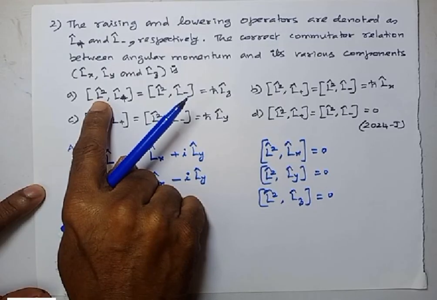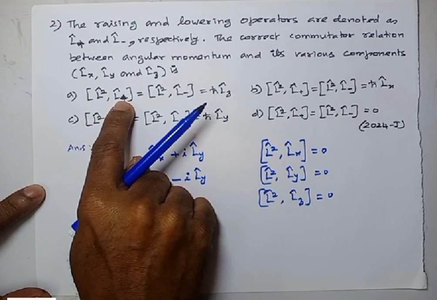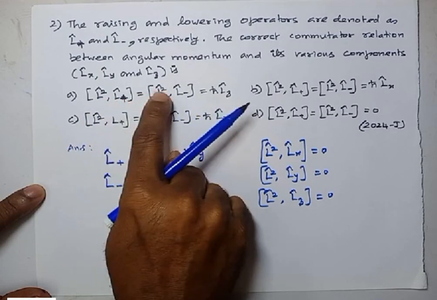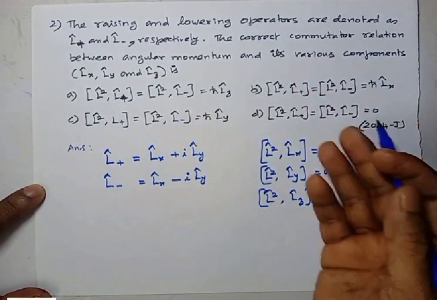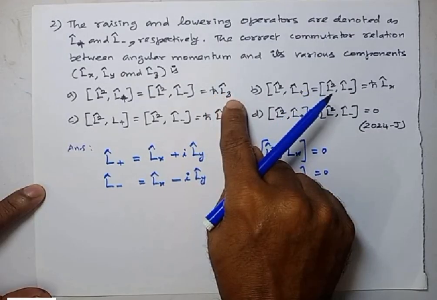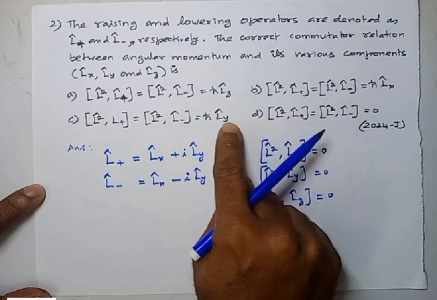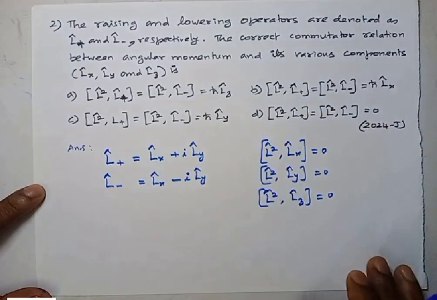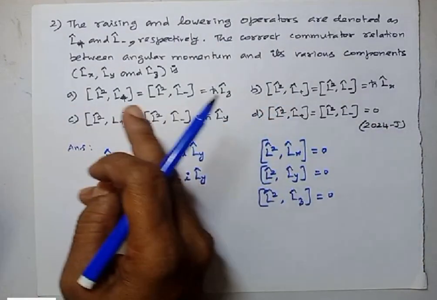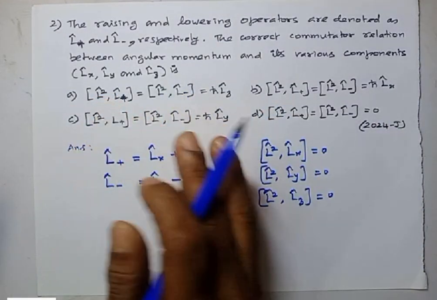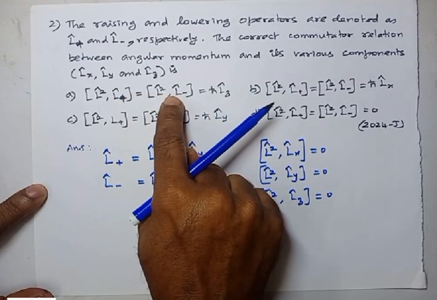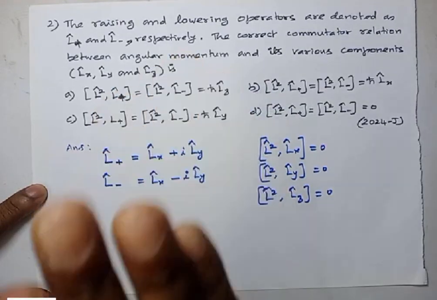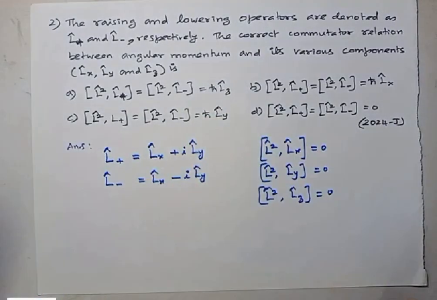They are asking the commutator of L square, L plus, which is equal to the commutator of L square, L minus, equal to some values given. Here H cross into Lz, here H cross into Lx, here H cross into Ly, and here 0. So we need to find what is the commutator of L square, L plus. Remember, the commutators of L square with L plus and L square with L minus are equal. So this is the first point you should keep in mind.